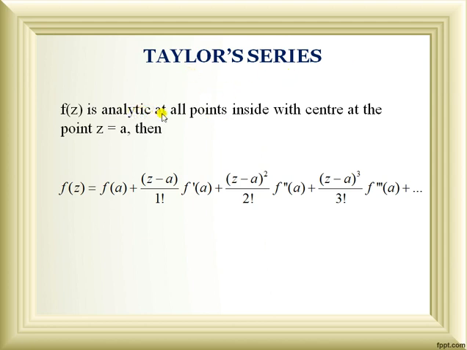If f of z is analytic at all points inside a circle with the center at the point z equal to a, then f of z equals f of a plus (z minus a) by 1 factorial f dash of a plus (z minus a) the whole square by 2 factorial f double dash of a plus etc. This is our Taylor series expansion of f of z at the inside point z equal to a.